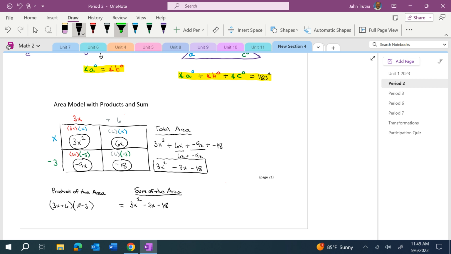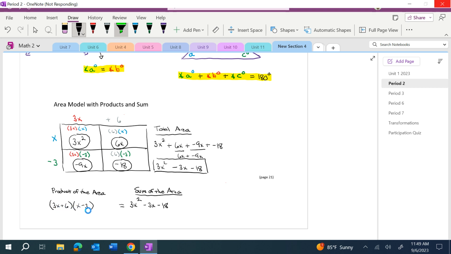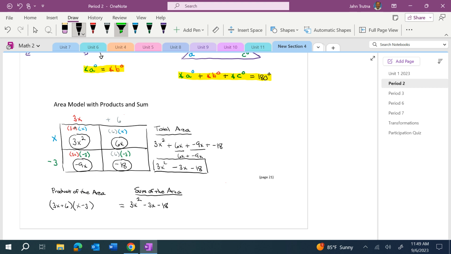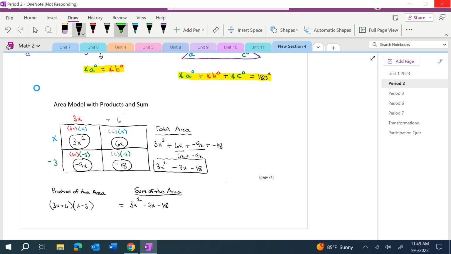So the product of the area is the 3x plus 6 being multiplied with the x minus 3. Those are the outside parts of my area model. I represent them with side-by-side parentheses, and that is equal to what we refer to as the sum, which is 3x squared minus 3x minus 18. Okay, guys, there's some good solid notes for the 7 and 8.